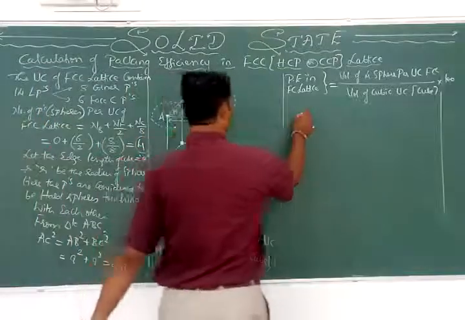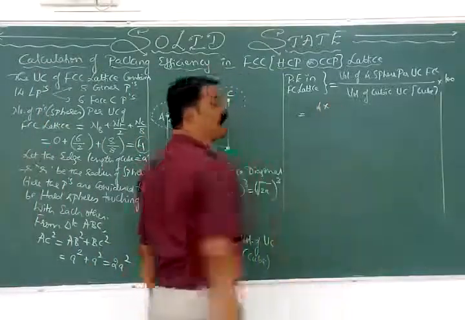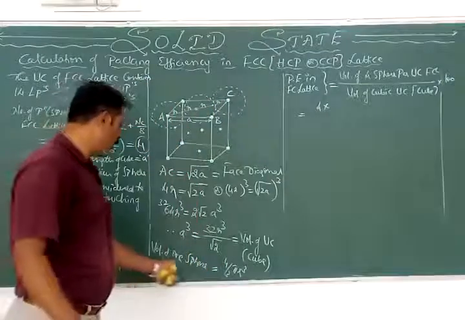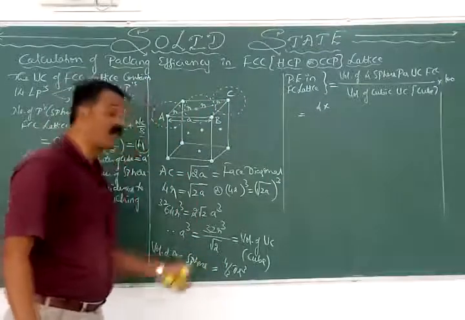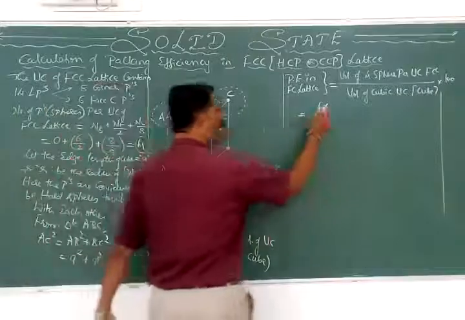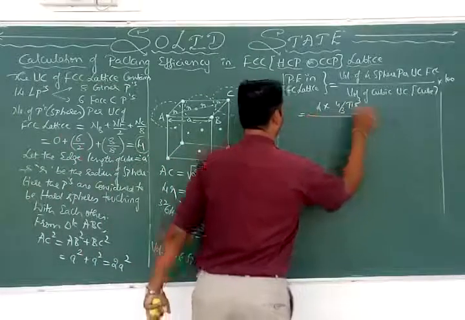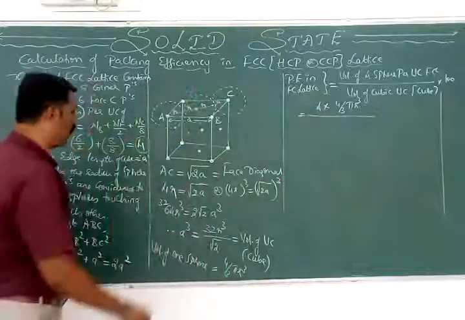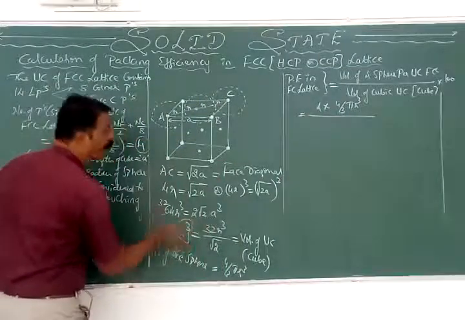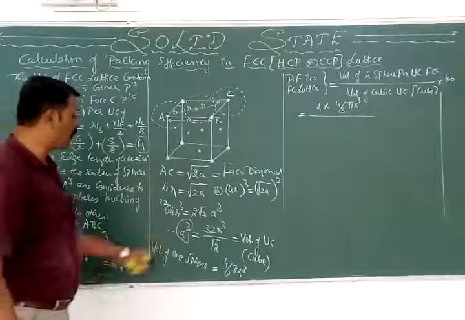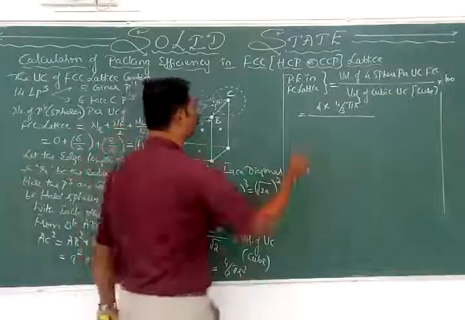That is equal to 4 into, what is the volume of one sphere? 4 by 3 pi r cube, divided by the volume of the cube. The volume of the cube is nothing but a cube. What is that a cube here? It is a cube, which is nothing but 32 r cube.